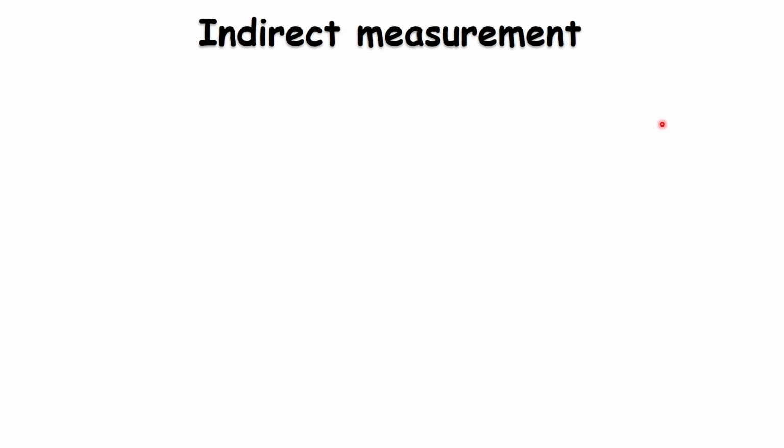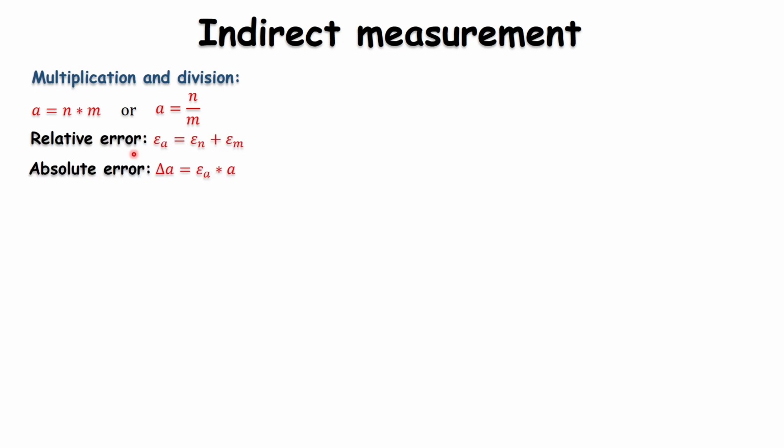Now let's talk about indirect measurement. If an indirect value, let's say A, is defined by multiplication or division of direct values, let's call them N and M, then the relative error is equal to the sum of relative errors of these direct values. And the absolute error can be calculated by this equation.